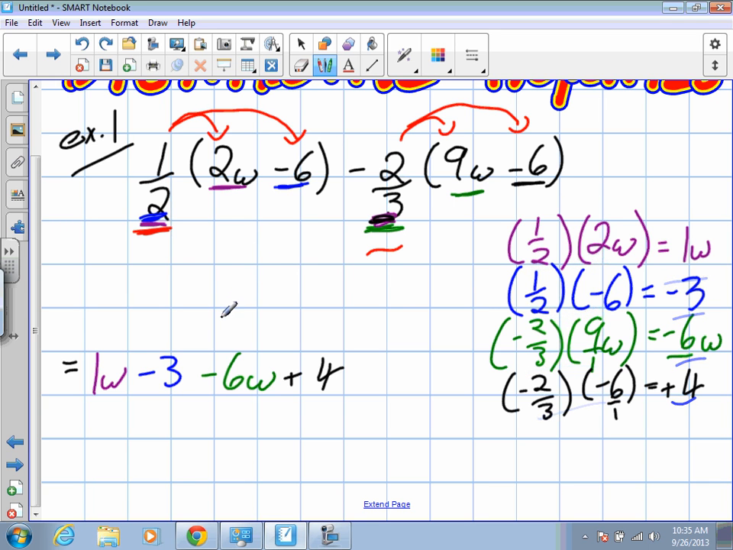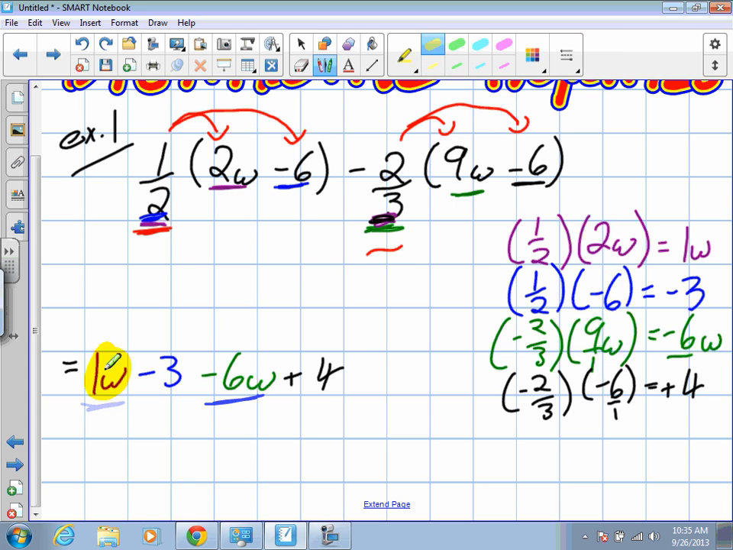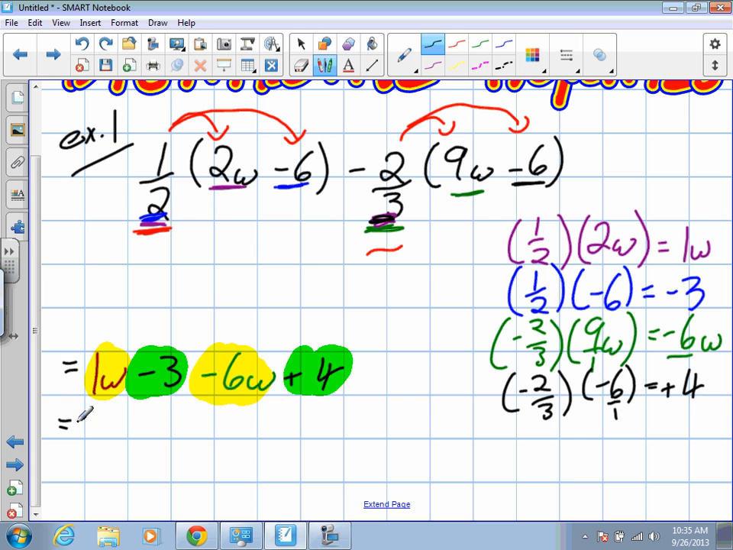Which values are like terms here? Logan, which ones? That's right. We have 1w and -6w. So I'll highlight those, put them together. 1w and -6w. And our two constants, which are -3 and +4. So we're going to move them beside each other. Again, we don't have to do this step. If we know how to combine them off the top of our head, does anyone know what 1w minus 6w will be? Not just 5.